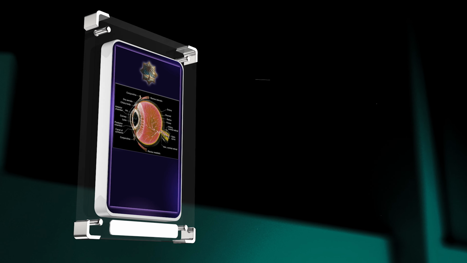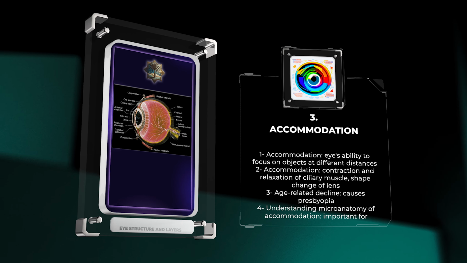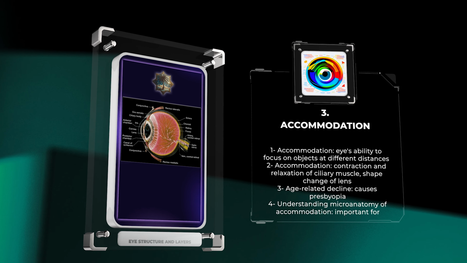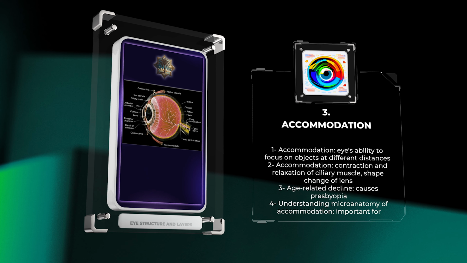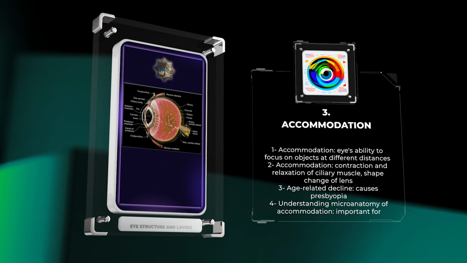Accommodation is the eye's ability to focus on objects at different distances. This involves the contraction and relaxation of the ciliary muscle and the shape change of the lens. Age-related decline can cause presbyopia. Understanding the microanatomy of accommodation is important for managing refractive errors.